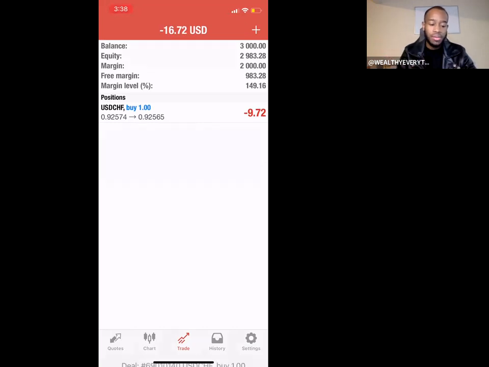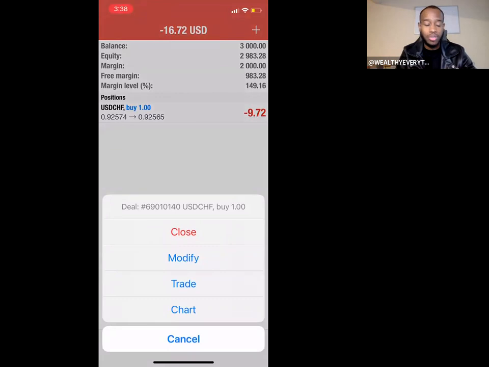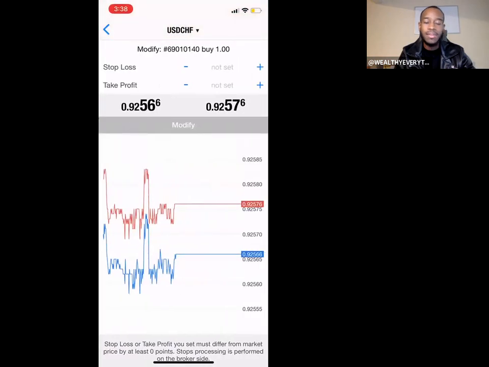Another thing, most people don't know this, so I'm showing you guys this right off the bat. From this page is where you can close a trade and where you can modify a trade, right? You can close your trade and you can modify it. So what happens when you go to modify? When I go to modify, it takes me to my stop loss and my take profit, which I can change as much as I want.